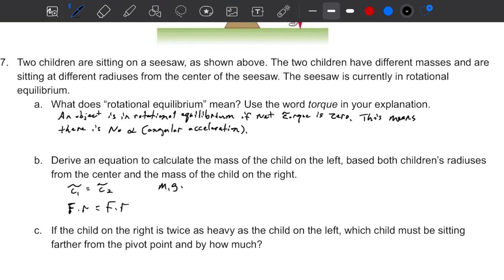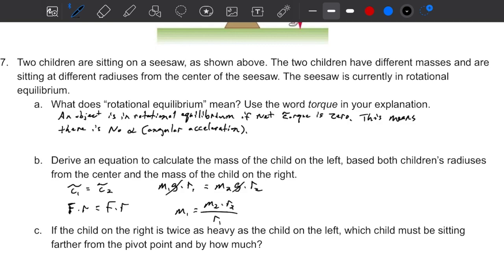In order to calculate force from the child, it would be the mass times the acceleration of gravity, mg, force of gravity. So m1g times r1 is equal to m2g times r2. G's cancel out. m1 is equal to m2 times r2 divided by r1.